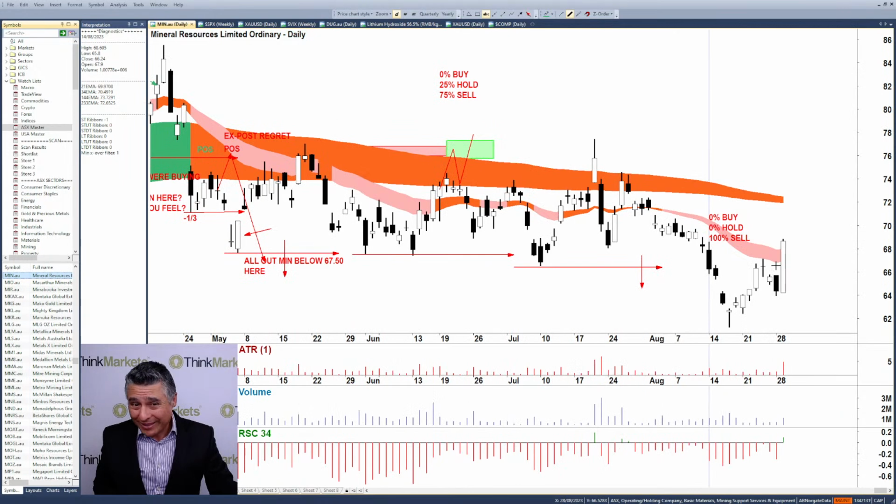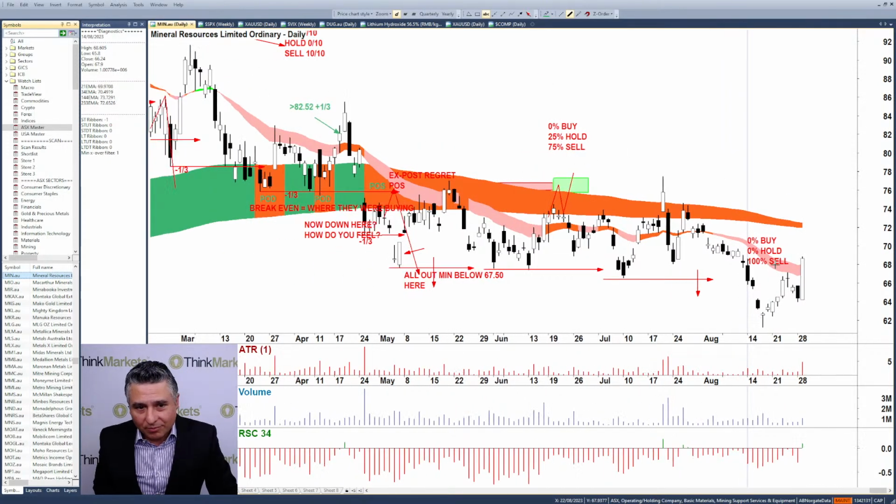It's a big white candle. That's an important white candle. I can't buy it, but this is starting to change my opinion on Mineral Resources. I like this low here. I like all these white candles. I like the shallowness of the pullback. I like the emphatic white candle today. If this closes on the high, then look, well, there you go.